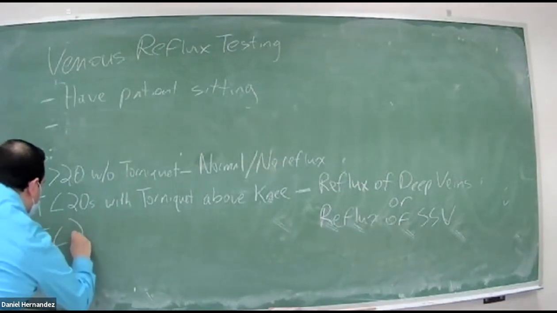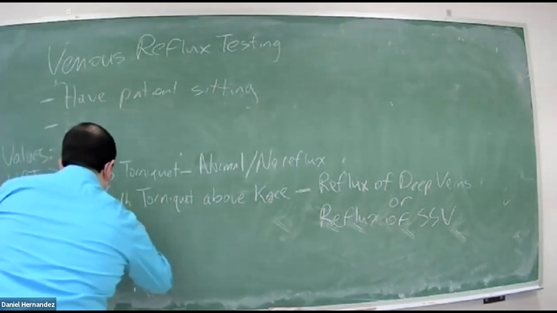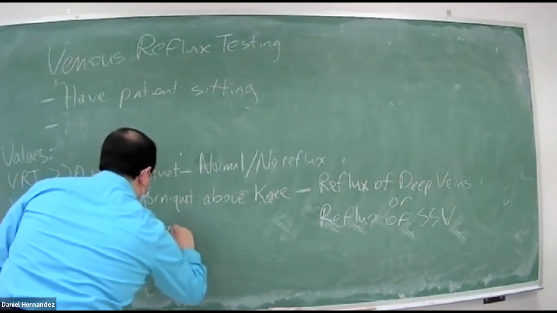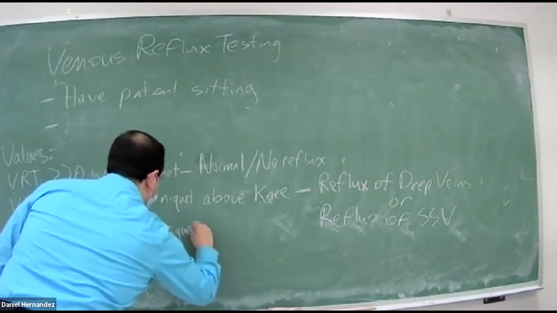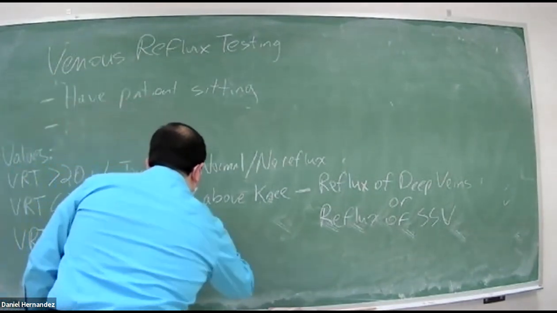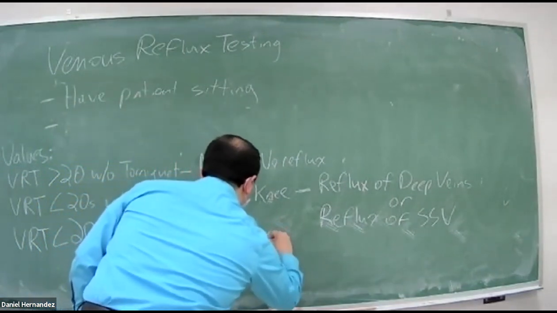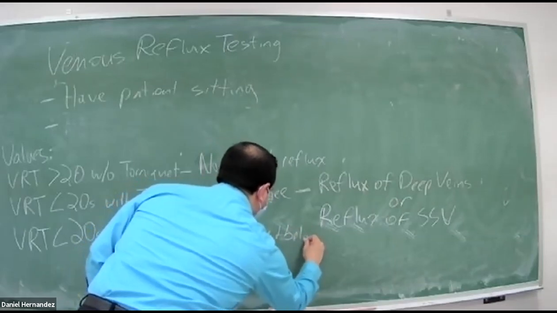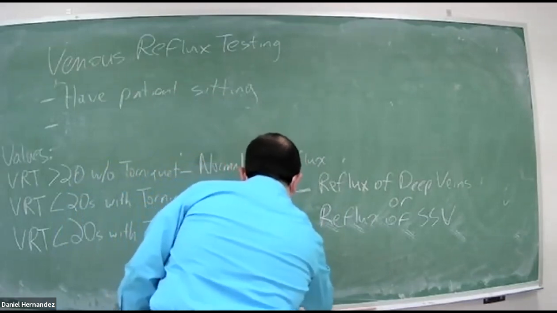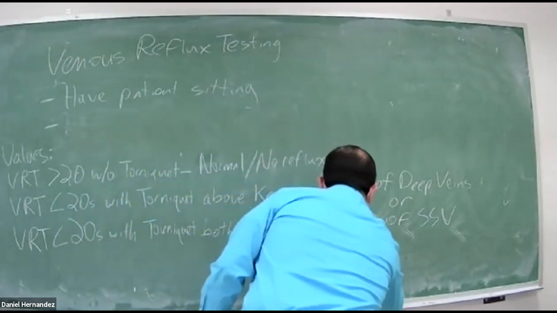If you have a VRT of less than 20 seconds with tourniquet both above and below the knee, this is reflux of the deep veins.